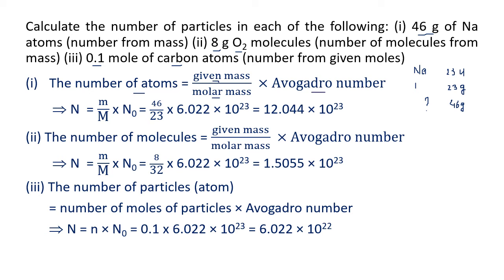So here I was telling you, 23 units is the atomic mass of sodium. So 23 grams of sodium will have 1 mole. 46 grams of sodium will have 2 moles. But in 1 mole there are 6.022 into 10 raised to 23 atoms. So in 2 moles there will be how much? So multiply by 2. 6 twos are 12. 12.044 into 10 raised to 23 atoms in 2 moles. So 46 grams of sodium will have this many atoms.